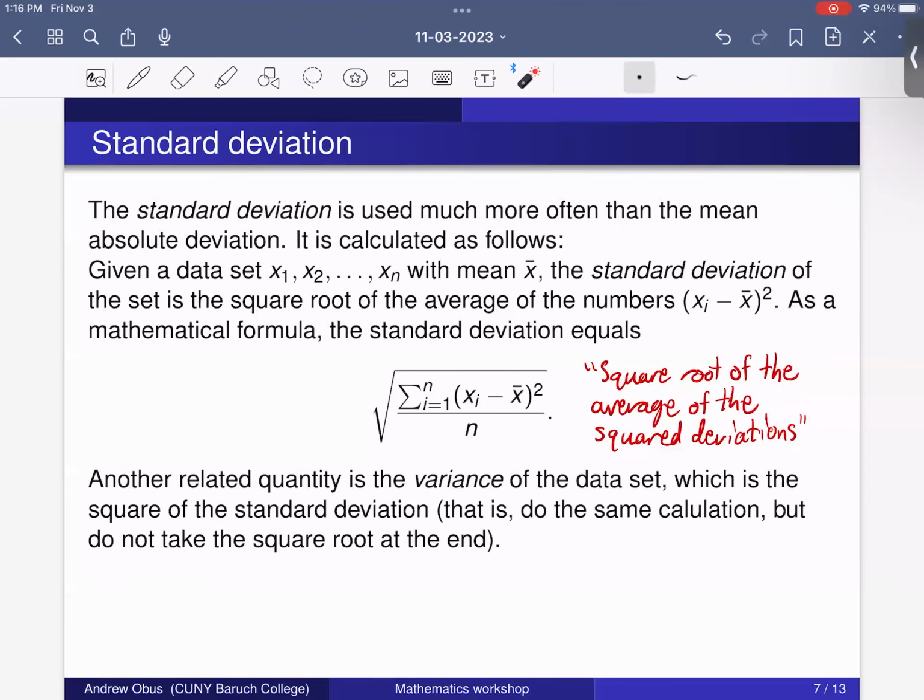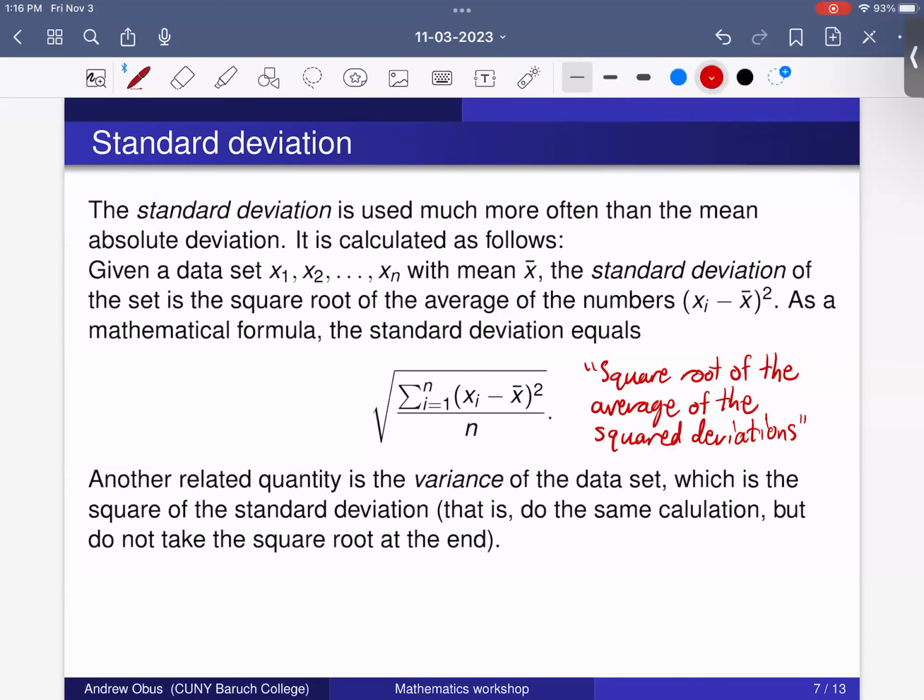What this does is that it makes outliers a little bit more important. If you have entries that are very far away from the mean, then squaring them is going to make them really count for a lot. So the standard deviation makes extreme outliers a little bit more powerful. They count for a little bit more in the standard deviation relative to the mean absolute deviation. So this is the formula, and it's similar to mean absolute deviation, but it has this squaring and this square rooting that changes it.